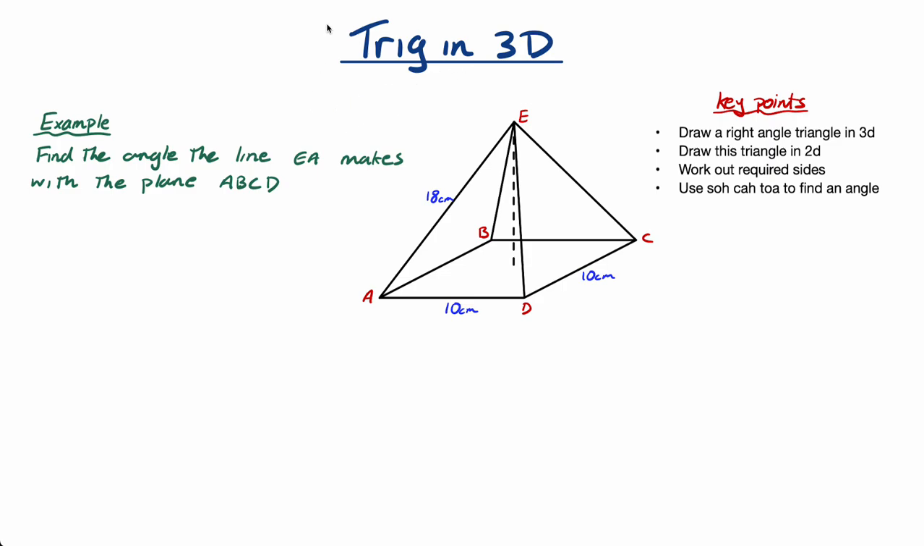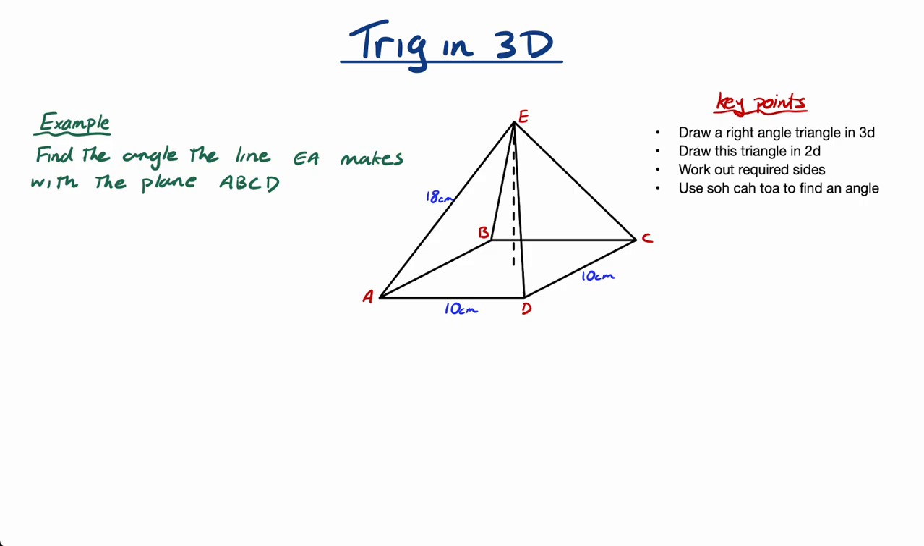So this is a common question, guys. It's a common difficult question. It's always towards the end of the paper, but it's the angle between the line and a plane. Now the plane is like a surface, like a face of the shape. So ABCD, this is a plane, and when he says the line EA makes with the plane, we need to find an angle. Now the first kind of tricky bit is to figure out, well, what angle is he talking about?